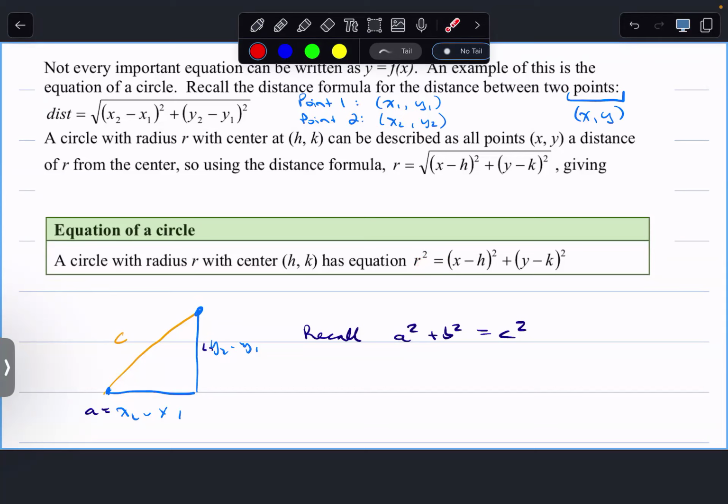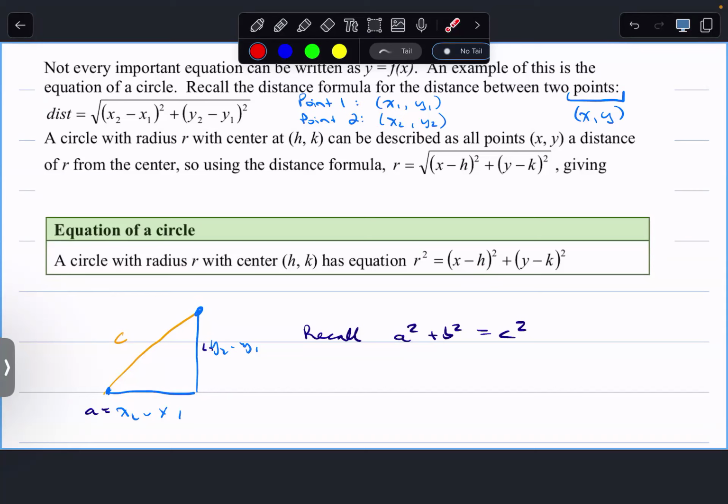Now, if we have a circle with a radius r, so the distance from the center to the outer edge is the radius, at a center of h, k, so just the x value is h and the y value is k, then the equation of a circle is r squared is x minus h squared plus y minus k squared.